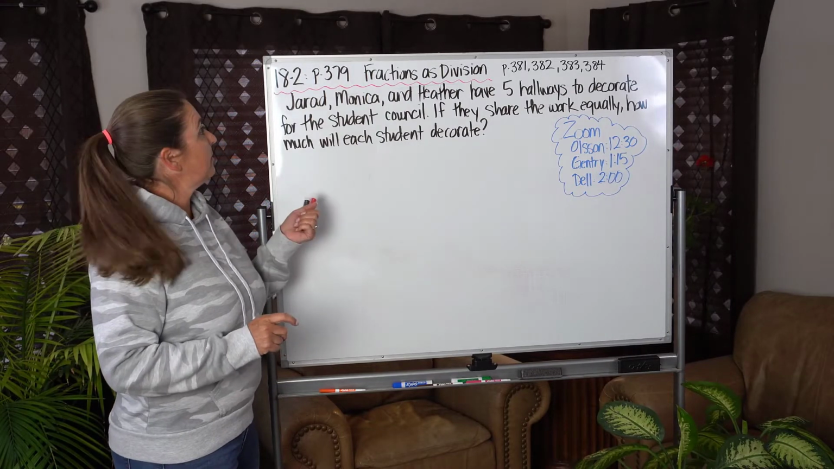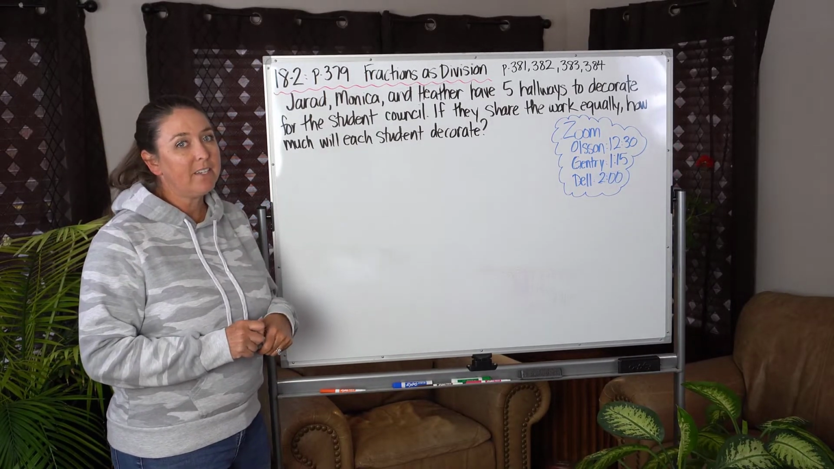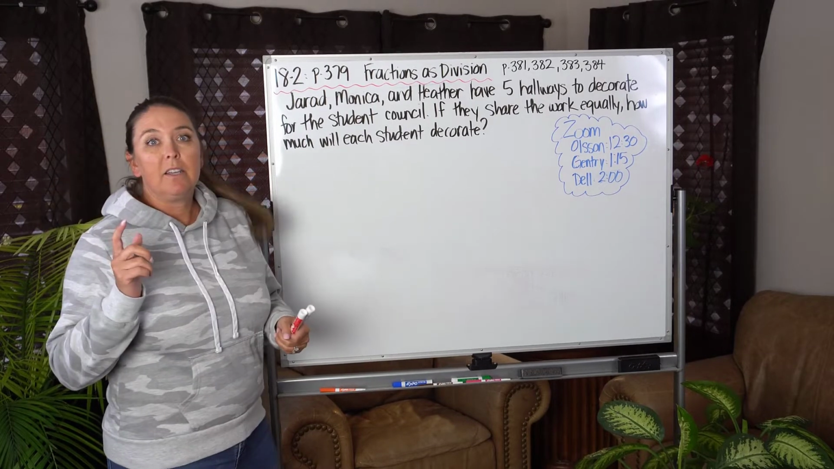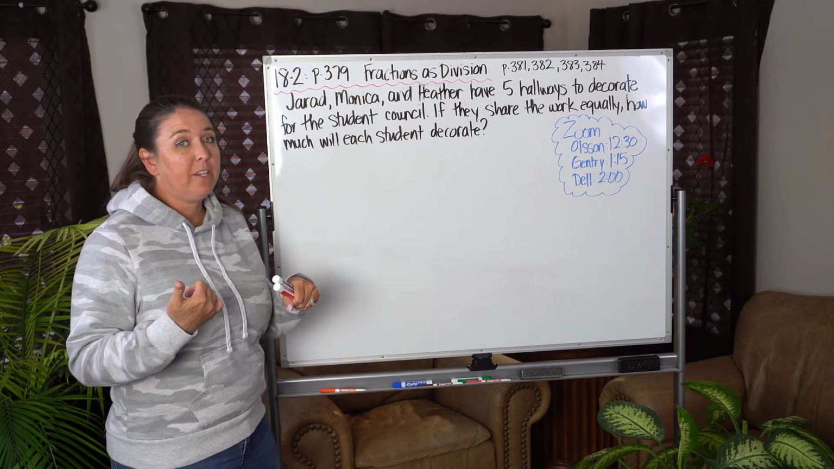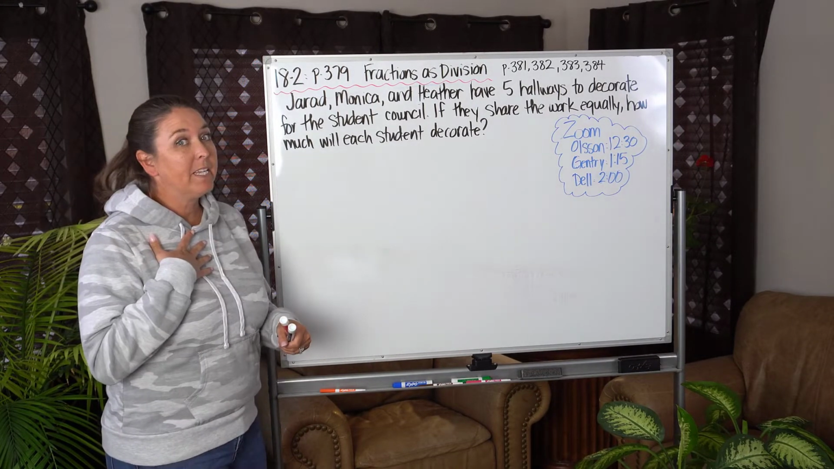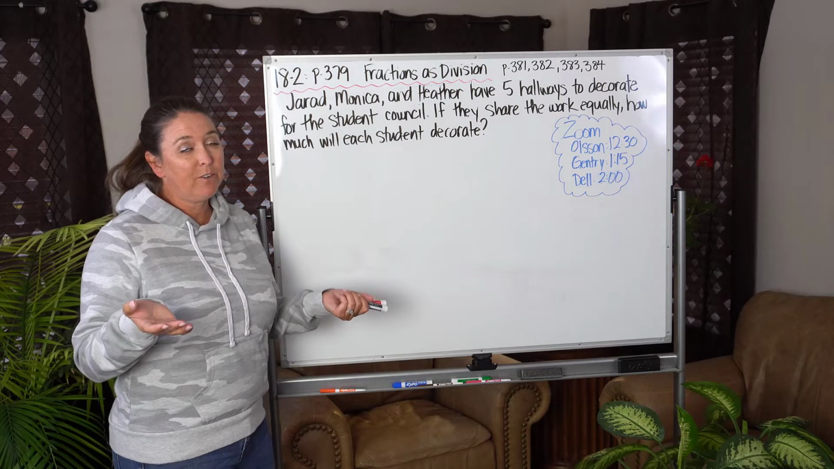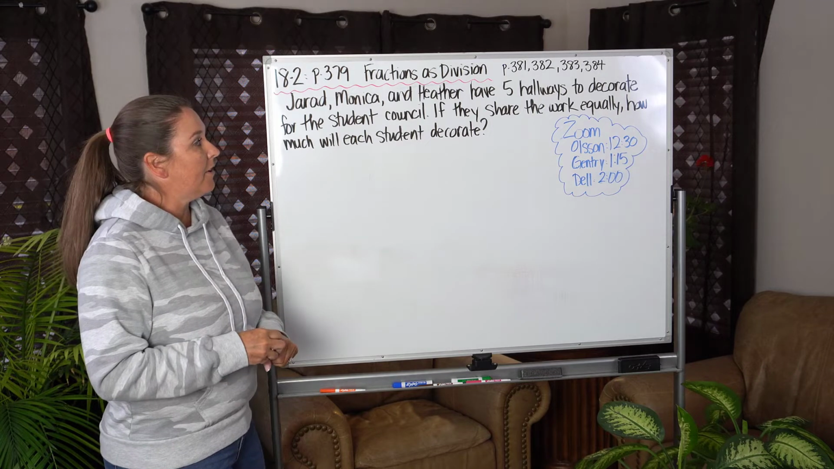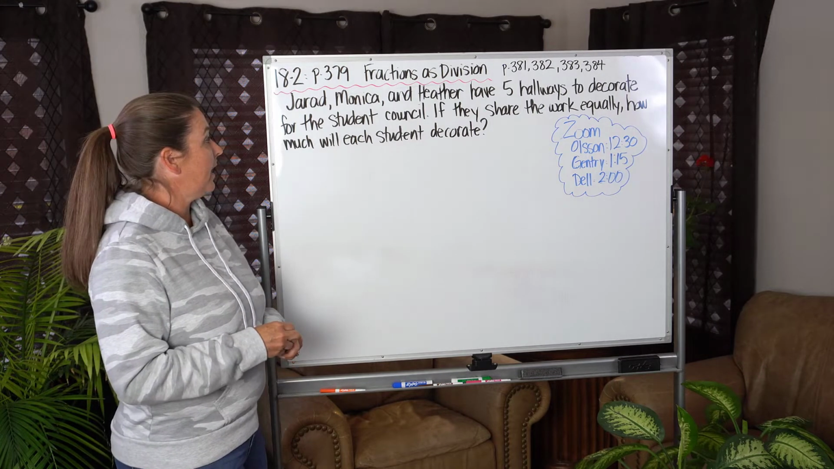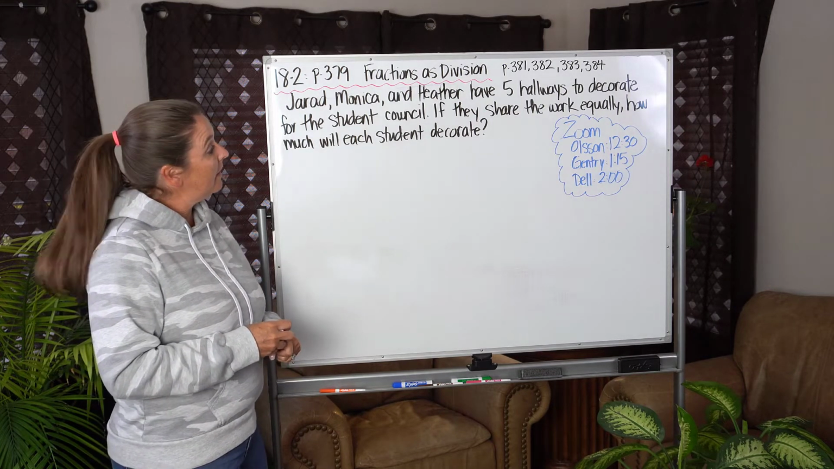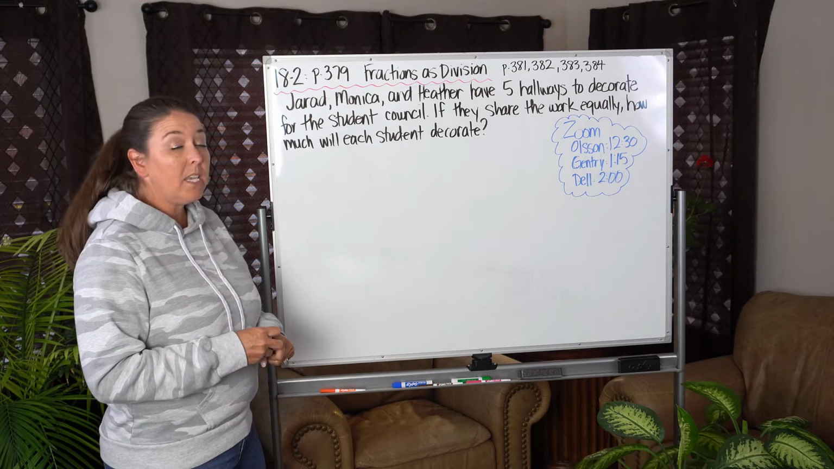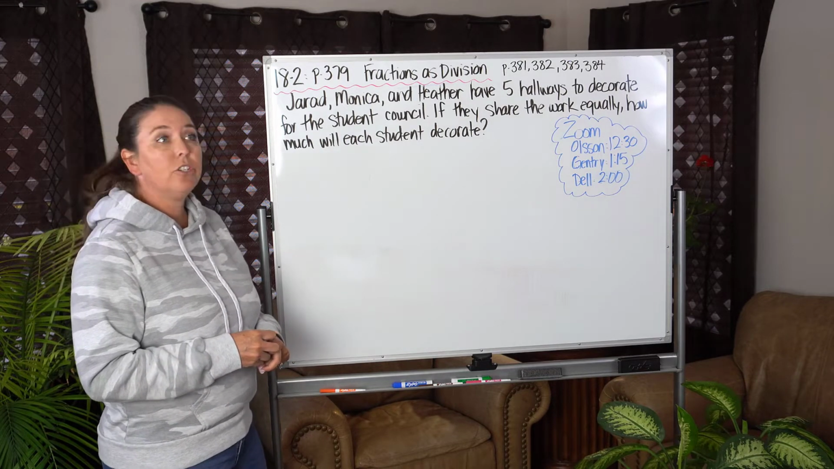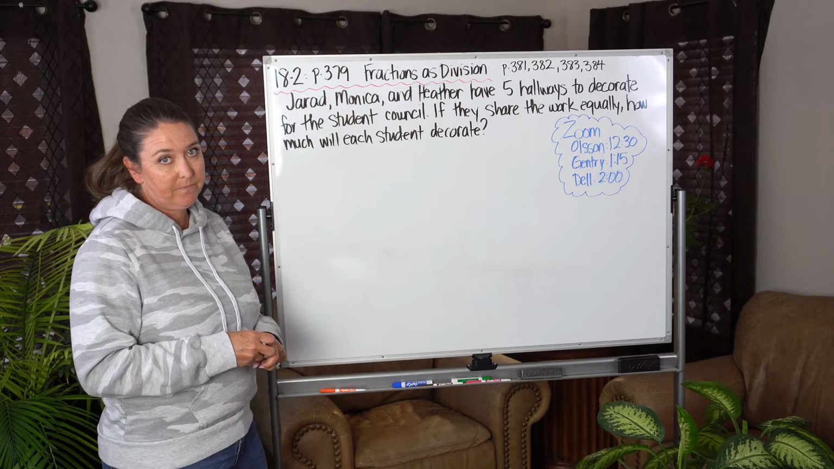All right, friends, this is the problem on page 379. Follow along here or on your page in front of you. I'm going to read it since we can't all share read, which is a bummer, but we're making it work. Jared, Monica, and Heather have 5 hallways to decorate for the student council. If they share the work equally, how much will each student decorate?